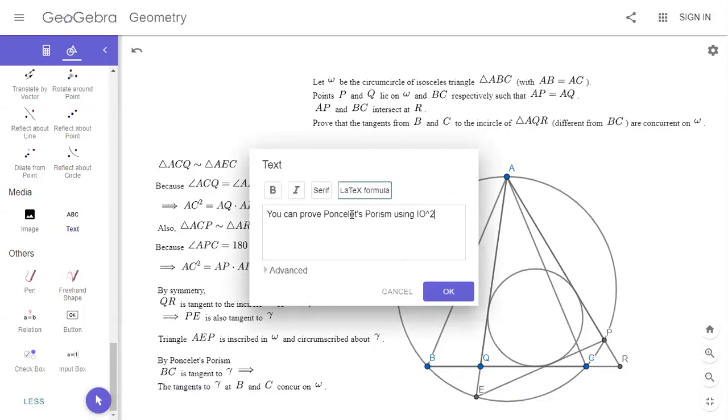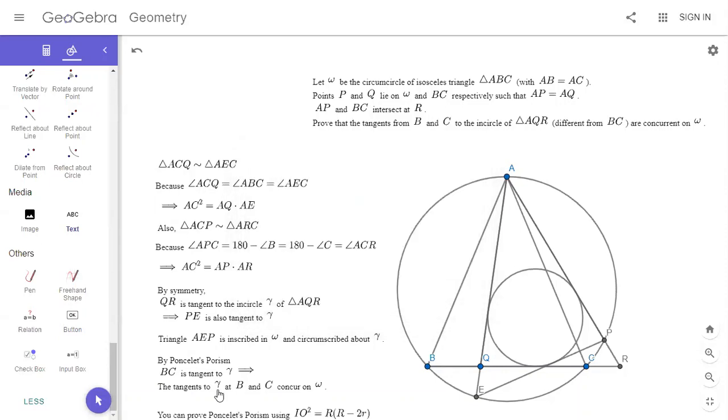I think IO squared is equal to R times R minus 2R. I'm not sure if I'm remembering that exactly correctly, but this is actually a very old IMO problem to prove that IO squared is R times R minus 2R. And from there, I'll just let the people viewing it on YouTube see how you can prove that.